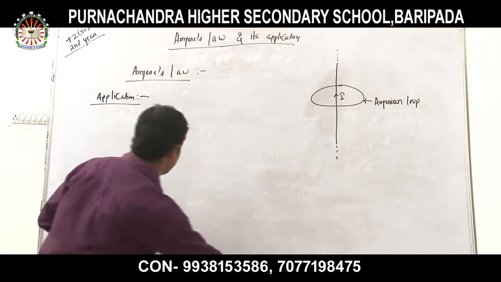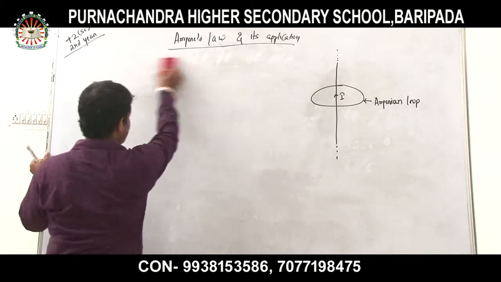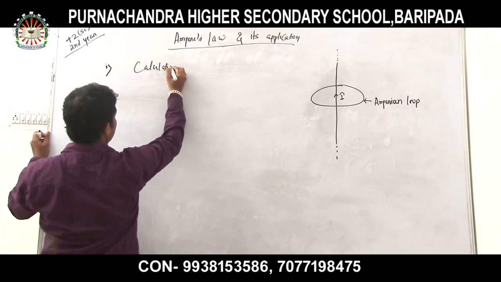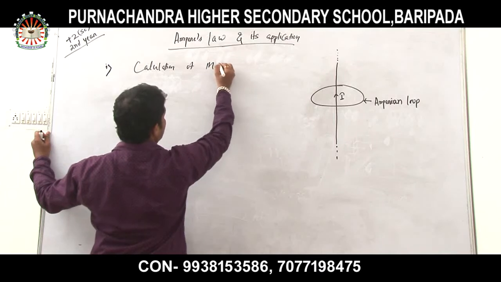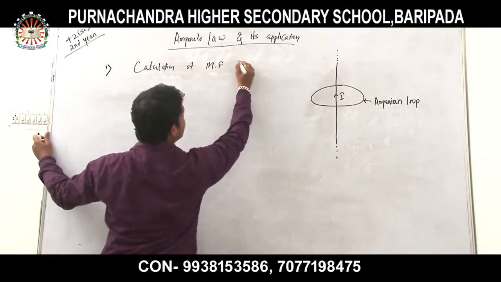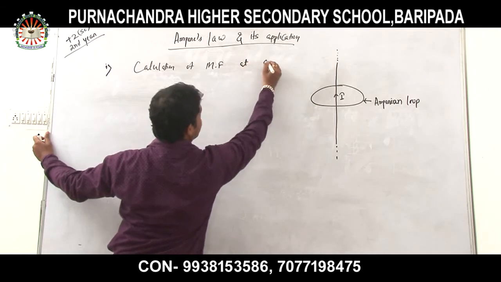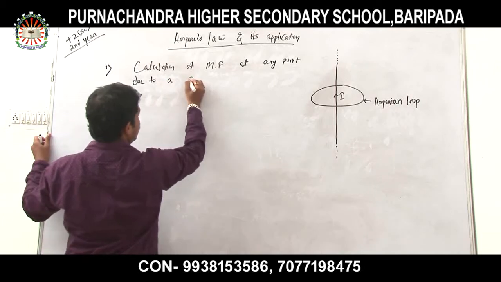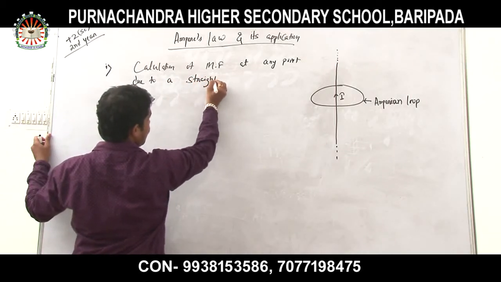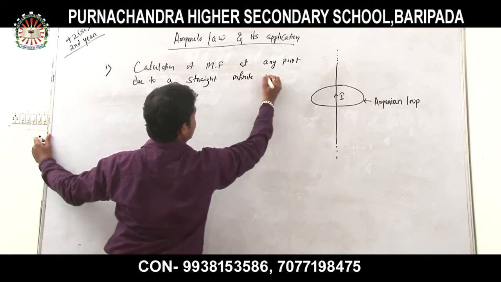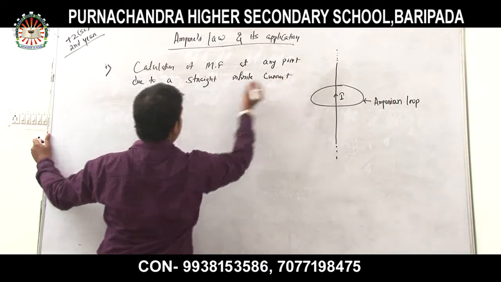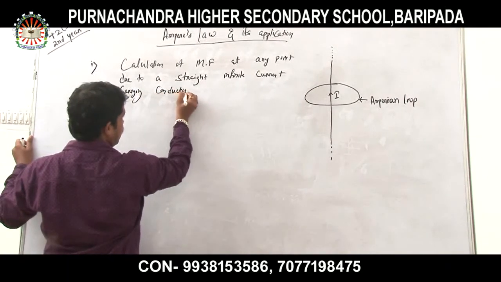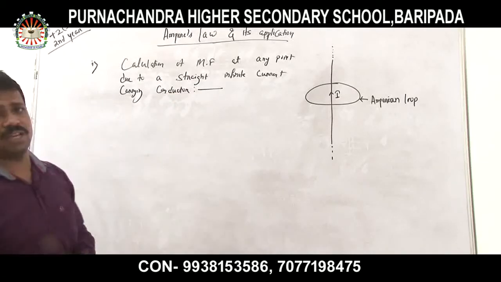So come to the first application, application number 1. The first application is the calculation of magnetic field, MF means magnetic field, at any point due to a straight infinite current carrying conductor. So this is my first application, application number 1.